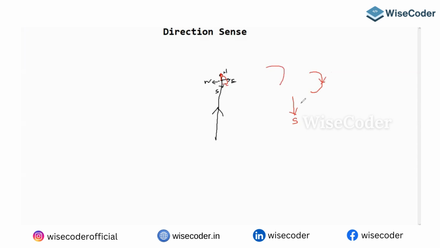From this particular point, 45 degrees anti-clockwise. First he reached like this. Again, from this particular position he is traveling 45 degrees anti-clockwise, means in this direction that fellow is going. He is now at this particular point.